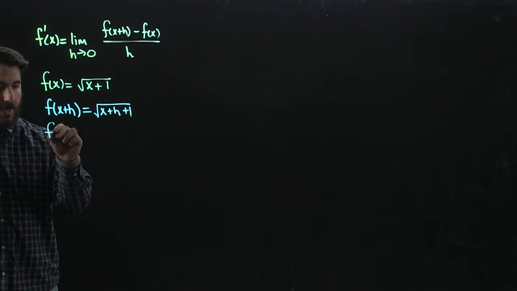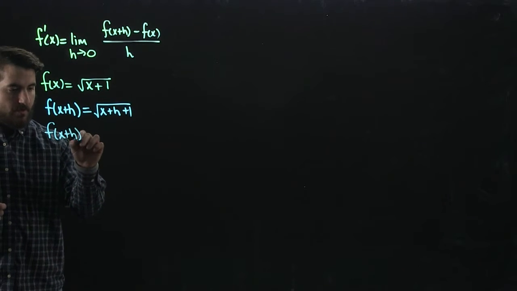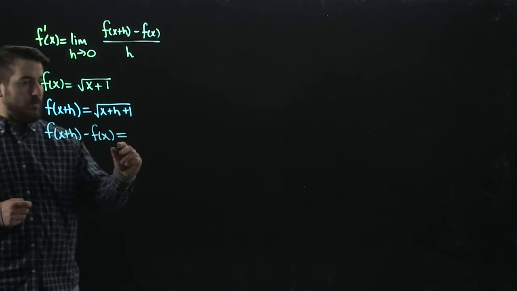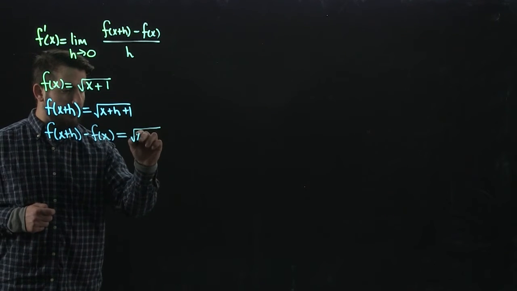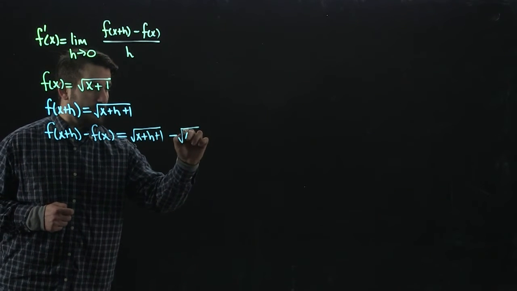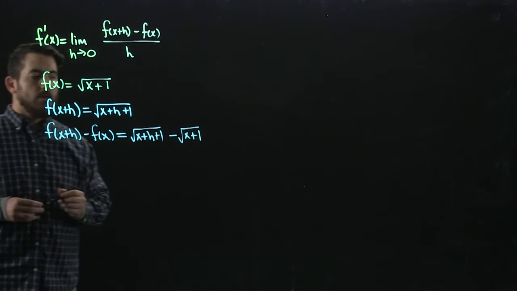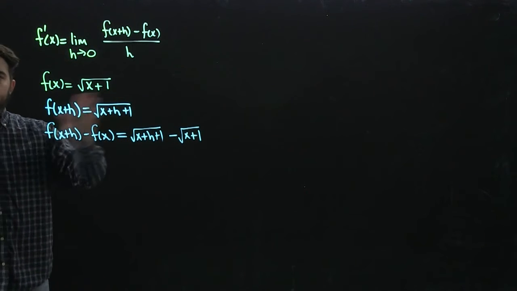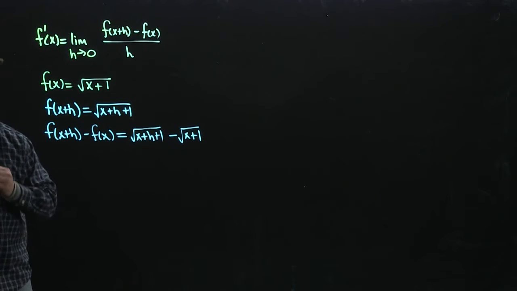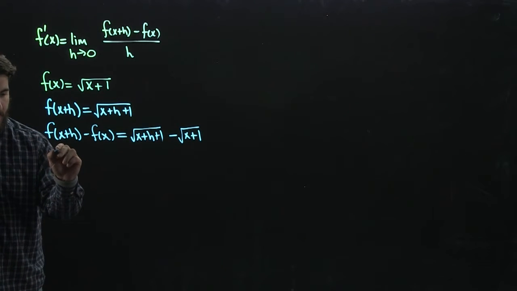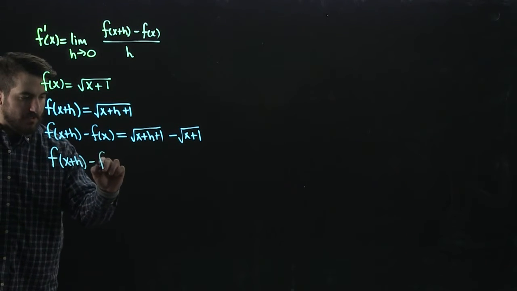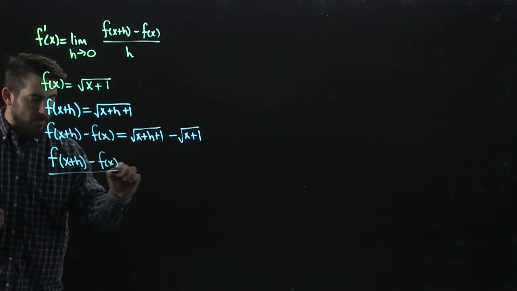Next, I want to look at f of x plus h minus f of x. And that equals the square root of x plus h plus 1 minus the square root of x plus 1. And in fact, I can't simplify that any further. So I'm just going to leave it like that and move on to my next thing I want to do, which is simplify f of x plus h minus f of x all over h.